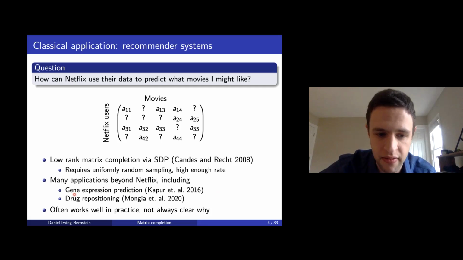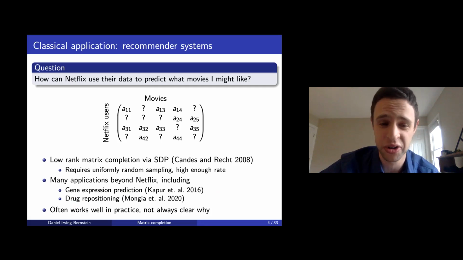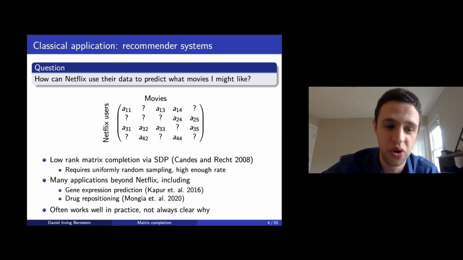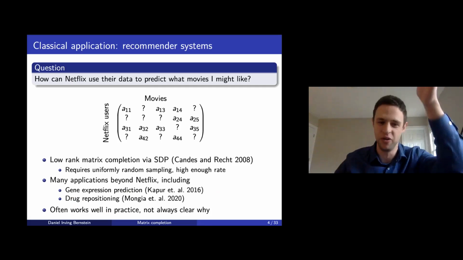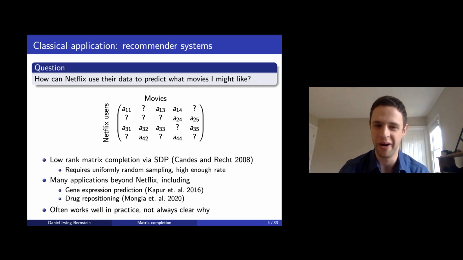Another application that's very relevant today is drug repositioning. The idea is there has not been a clinical trial of every single drug on every single disease, but if you think of a drug disease matrix and plug in human knowledge about how well each drug attacks each disease, this can be represented by a partial matrix. To get an educated guess as to what drugs might work well against particular diseases, you can try to complete this matrix with low rank matrix completion.